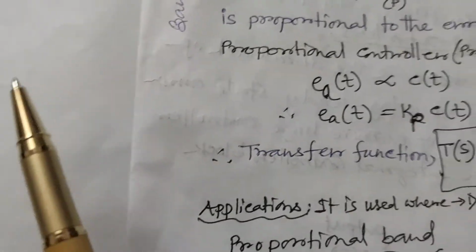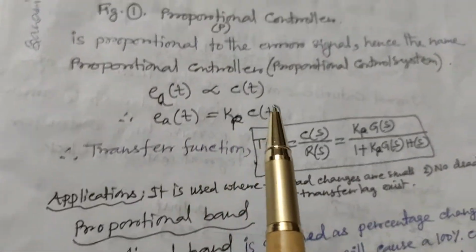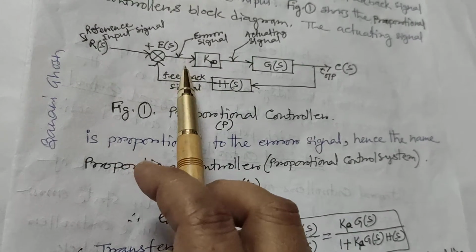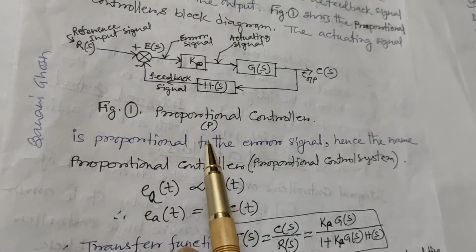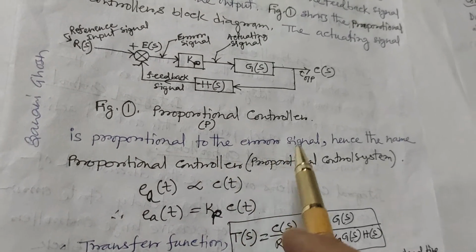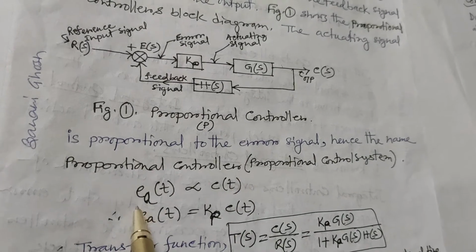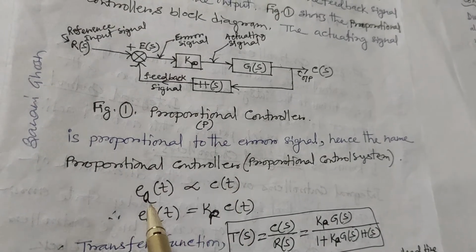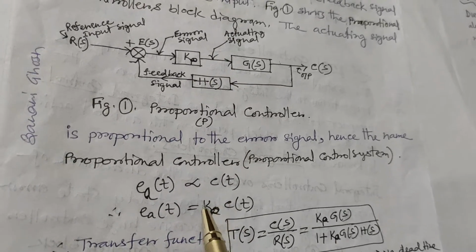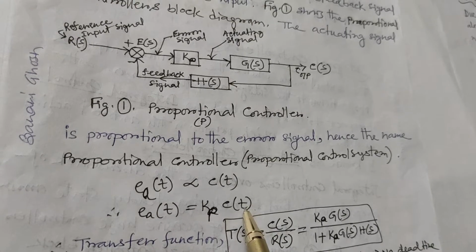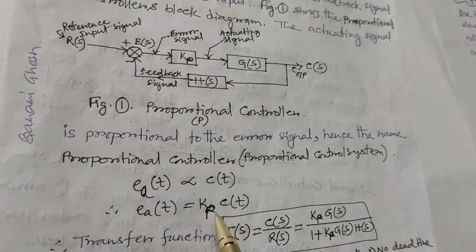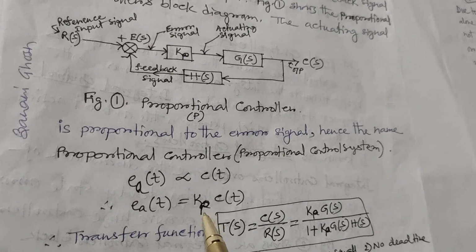The actuating signal is proportional to the error signal. Hence the name proportional controller. This is the error signal, this is the output signal. The output is proportional to the error, equal to a constant of proportionality Kp times the error, where Kp is called the gain of the proportional controller.